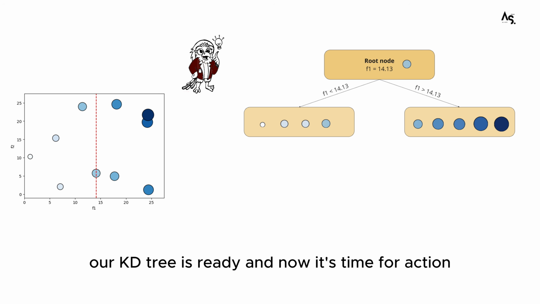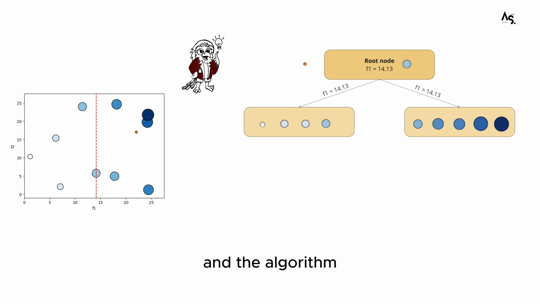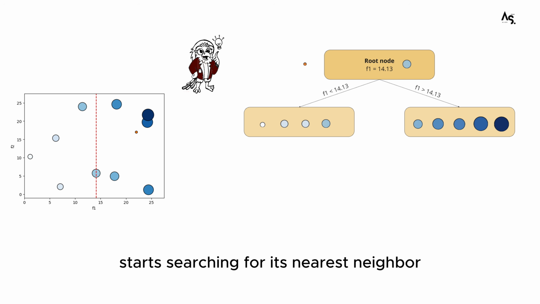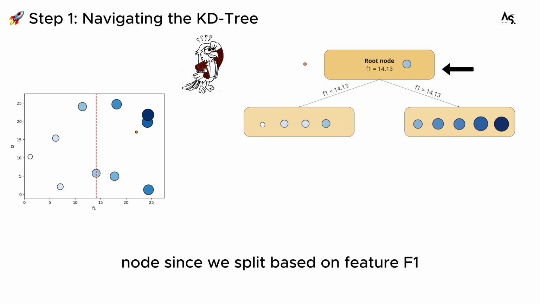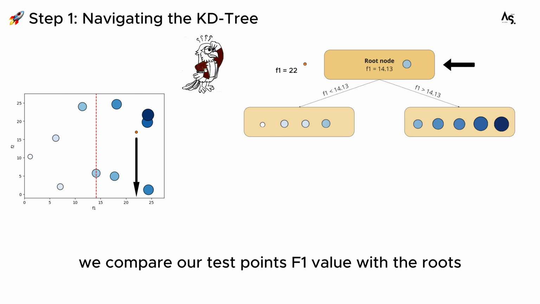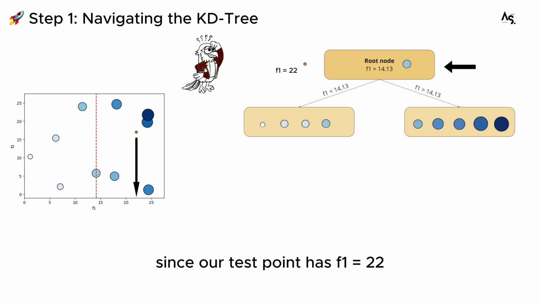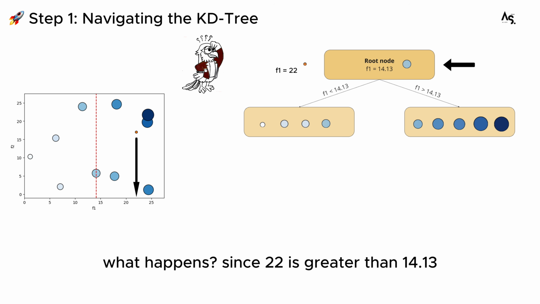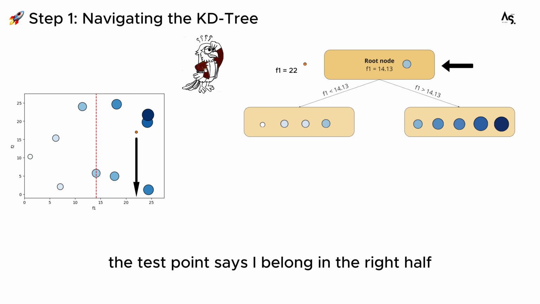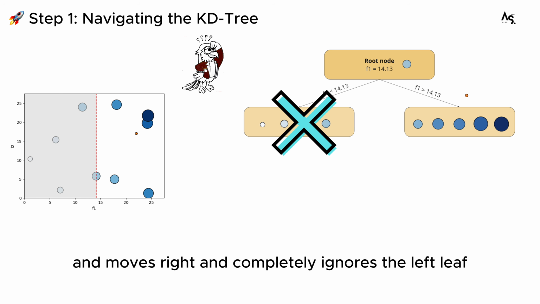Alright detectives, our KD tree is ready, and now it's time for action. Our test data point arrives, and the algorithm starts searching for its nearest neighbor. But how does it know where to go? The first thing our test point does is check the root node. Since we split based on feature F1, we compare our test point's F1 value with the root's F1 value. Since our test point has F1 equals 22, and the root node was split at F1 equals 14.13, what happens? Since 22 is greater than 14.13, the test point says, I belong in the right half, and moves right and completely ignores the left leaf.